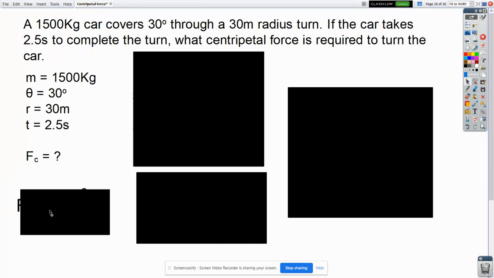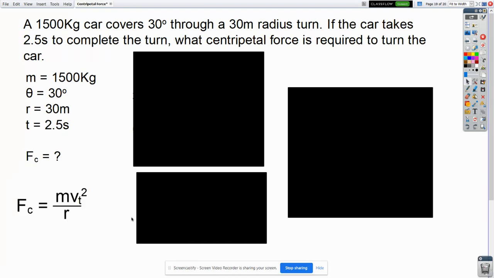Now, thinking about the centripetal force equation, I need mass, got it. I need tangential velocity, don't got it. And I need radius, have that. So I'm missing this tangential velocity. So I have to do the math that I taught you in the tangential and angular velocity parts to figure out what VT is before you can solve this.